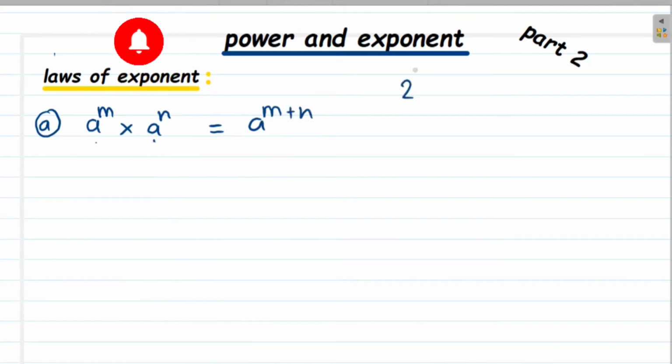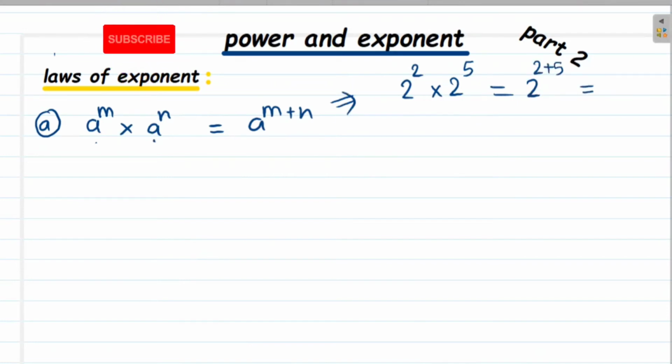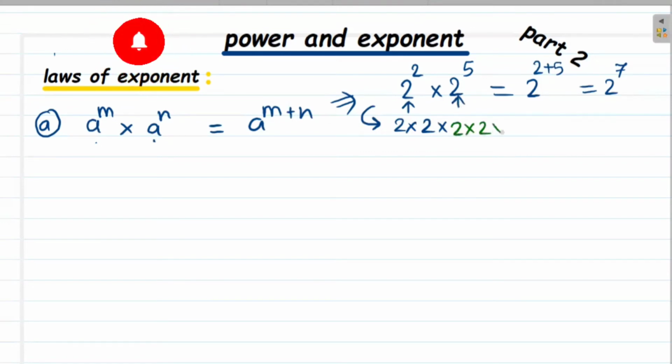Now this is 2 raised to 2 multiplied by 2 raised to 5. According to this rule, it should be 2 raised to 2 plus 5, and that will give me 2 raised to 7. But what is the idea behind it, that I will tell you. What is the meaning of 2 raised to 2? That 2 is multiplied 2 times with itself. And what is the meaning of 2 raised to 5? That 5 times my 2 will multiply with each other.